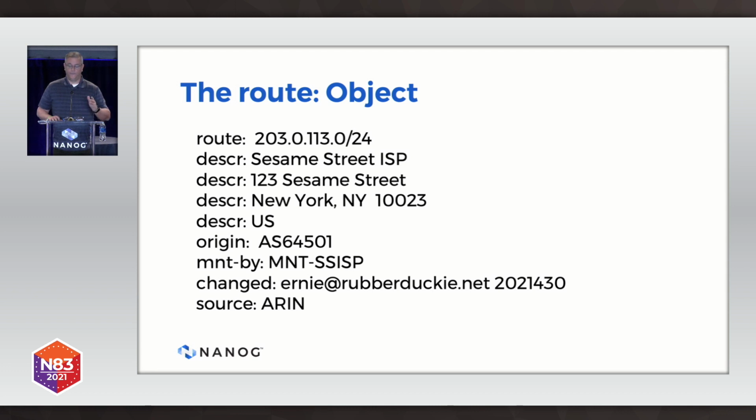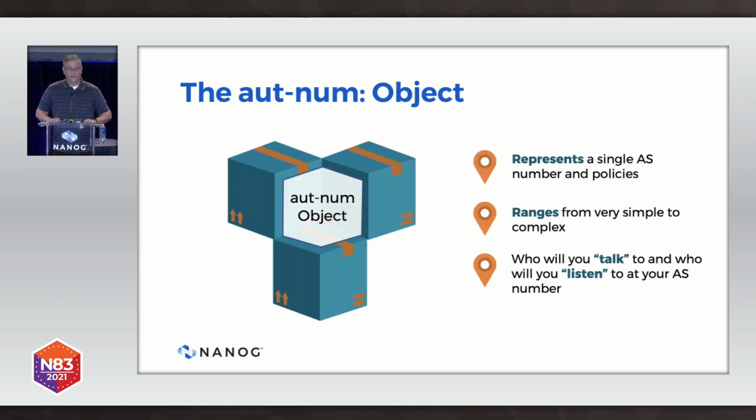Now, in the case of ARIN, I wanted to call out something here. The maintainer of a record inside of the database is directly linked to the organization name. So MNT-SSISP is the Sesame Street ISP organization name. Just want to call it out. Next slide, please. The next most commonly used object is the aut-num object, and that is clear.